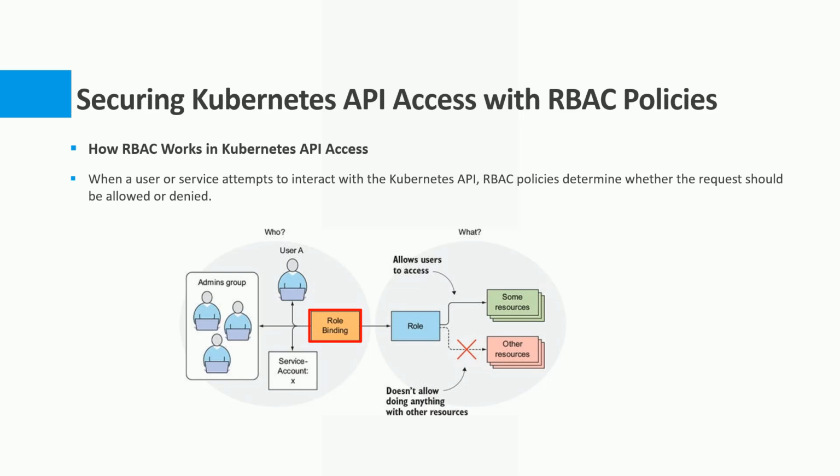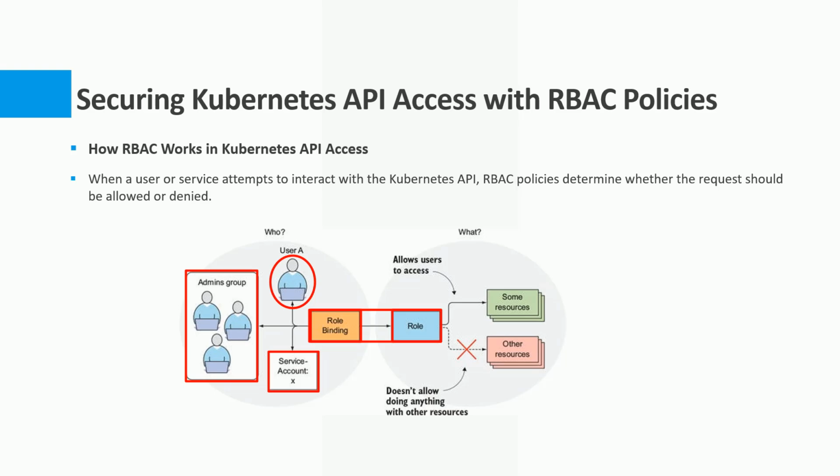Now let's understand how role binding works. You can see in this figure we have user A, the admin groups and the service account X, and they do not have any permissions by default to the Kubernetes cluster. A role binding is created to connect them to a role which contains the actual permissions.